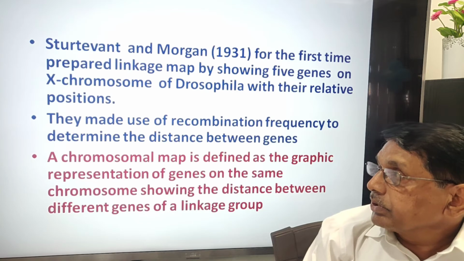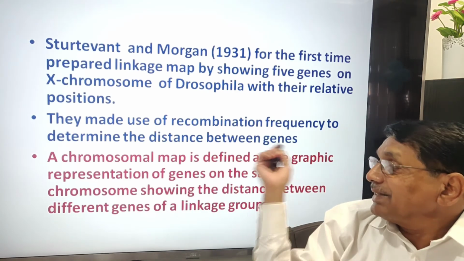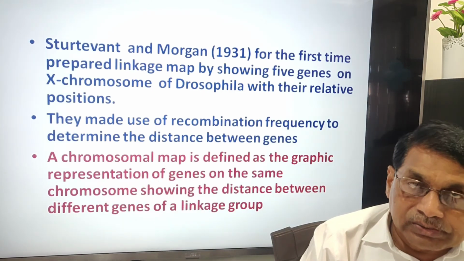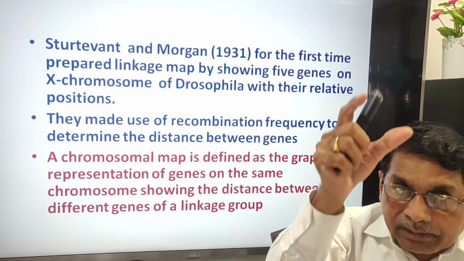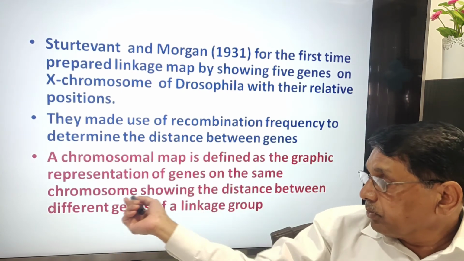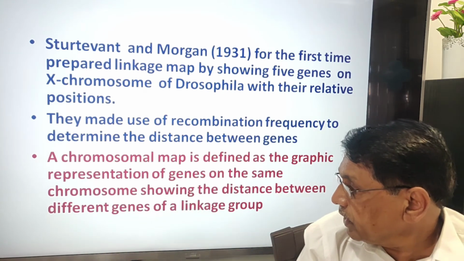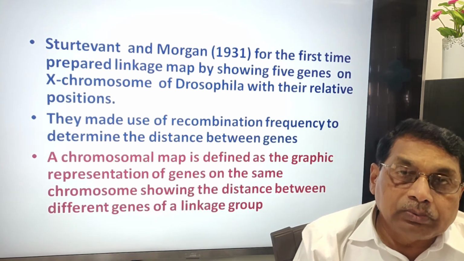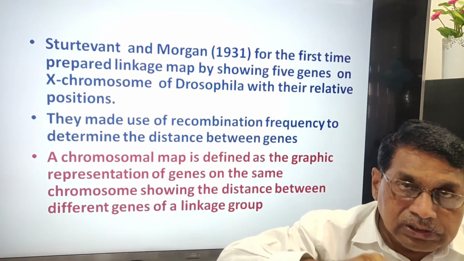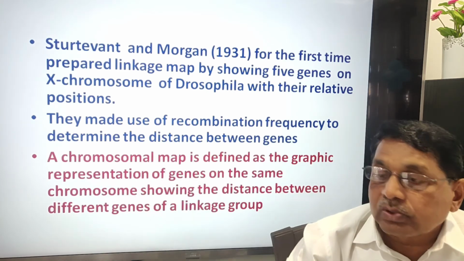A chromosome map is defined as the graphic representation of genes. It is a diagrammatic representation of genes on the same chromosome, showing the distance between the different genes of a linkage group. What is the distance between A, B, C, D, E? This is called a chromosomal map.